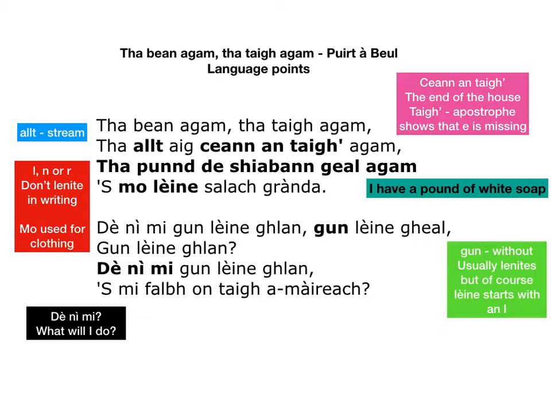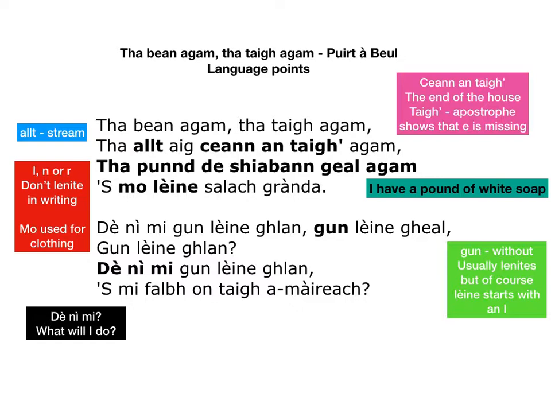Tha taigh agam, I have a home. Tha allt aig ceann an taighe agam. So, allt is the Gaelic for a stream. Ceann an taighe, the end of the house. Taighe, there's an apostrophe, shows that an E is missing. Tha puinnd de shiabann gheal agam. I have a pound of white soap. If you notice that the de there makes the S in siabann disappear. Siabann becomes t-siabann.